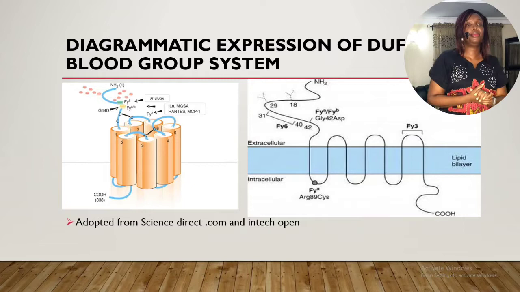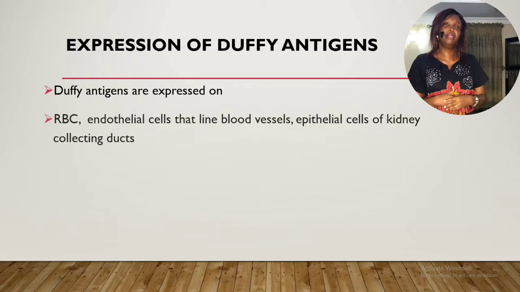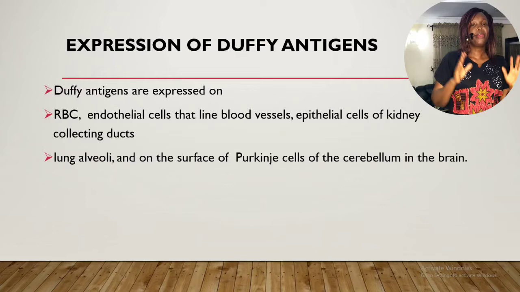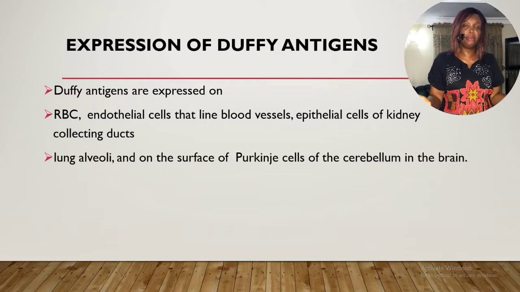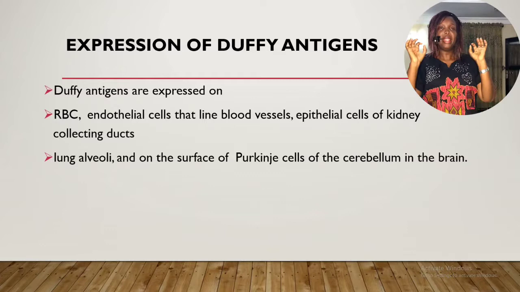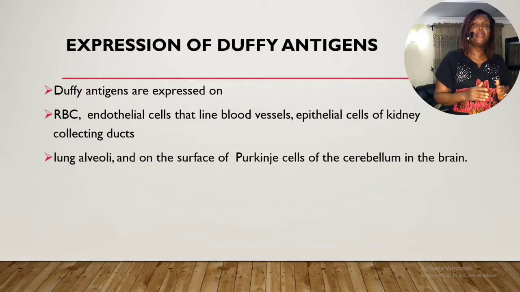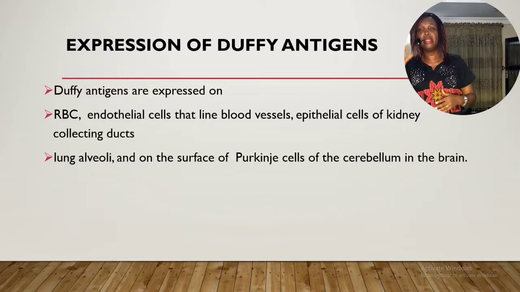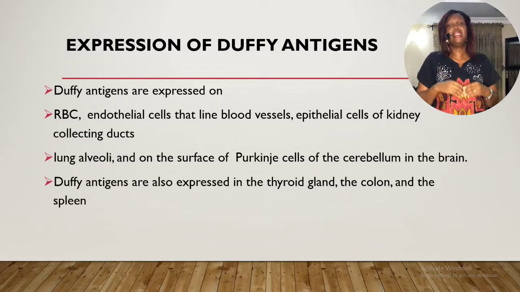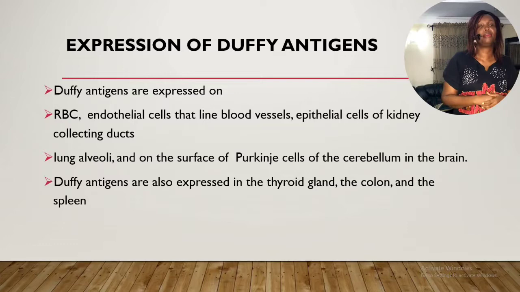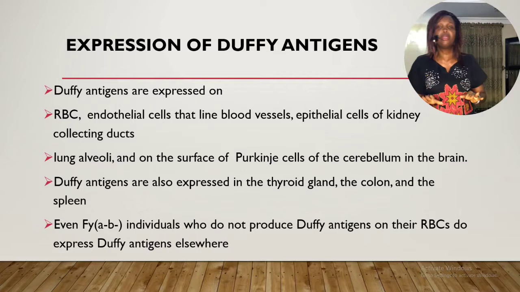Then these Duffy antigens, where are they found in the system? The Duffy antigens are expressed on red blood cells, like we have just shown in the previous diagram, the endothelial cells that line the blood vessels, epithelial cells of the kidney collecting ducts, lung alveoli, and also on the surface of Purkinje cells of the cerebellum in the brain. You can also find Duffy antigens in the thyroid gland, the colon, and the spleen. Even in individuals who do not produce Duffy antigens on their red blood cells, they can express Duffy antigens elsewhere in their system.